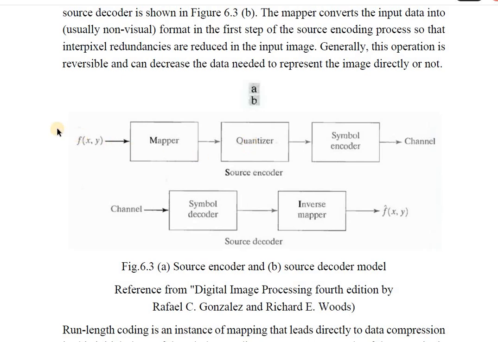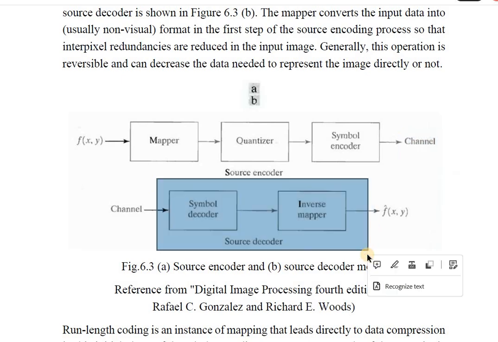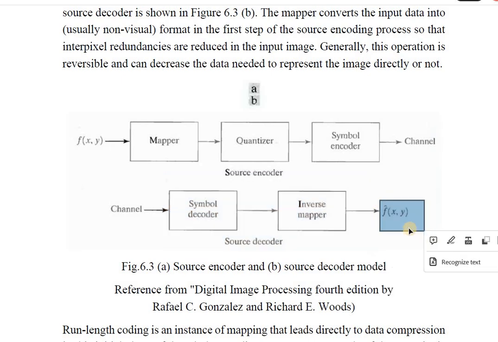So, you had your original image. It passed through a mapper, quantizer and symbol encoder. Through a channel, you are sending it to someone else. That someone else will have something called the source decoder. The source decoder has nothing but the symbol decoder and the inverse mapper, exactly in this order. And then what you get is a decompressed image.